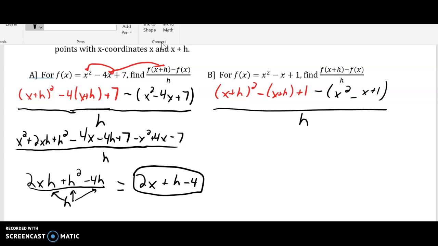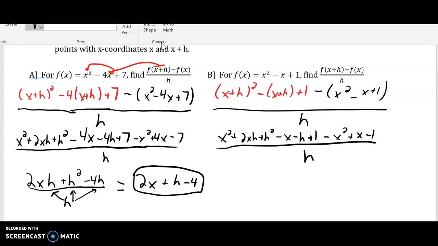Okay? So this is going to be x squared plus 2xh plus h squared minus x minus h, and then a plus 1. Over here it's negative x squared plus x minus 1 all over h. So if your setup is wrong, then that's the new stuff. If you're messing up from here to here, that's algebra. That has nothing to do with the difference quotient.